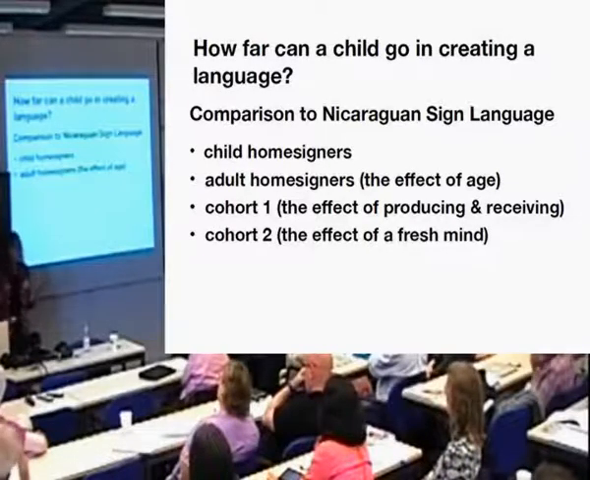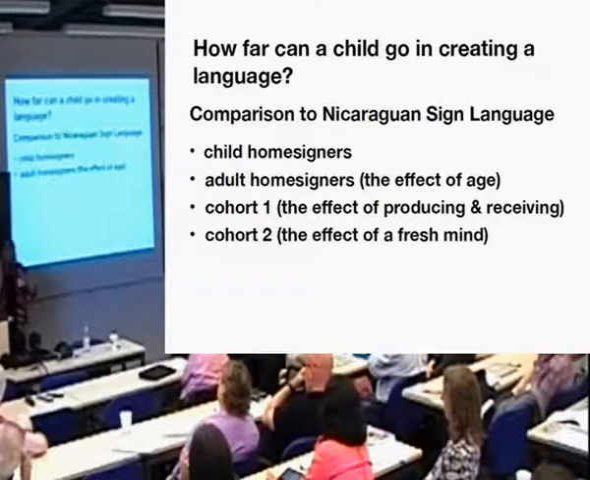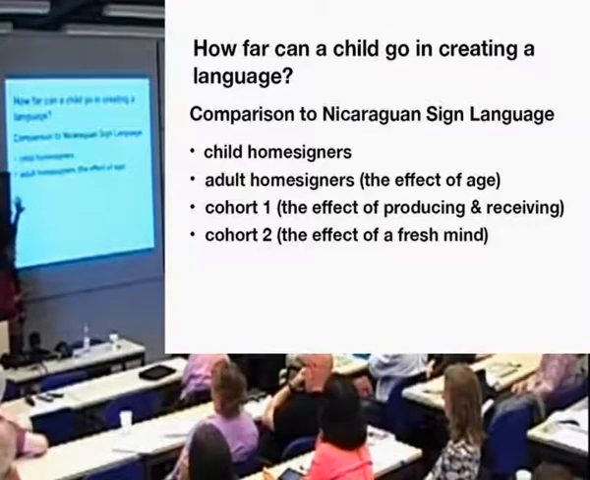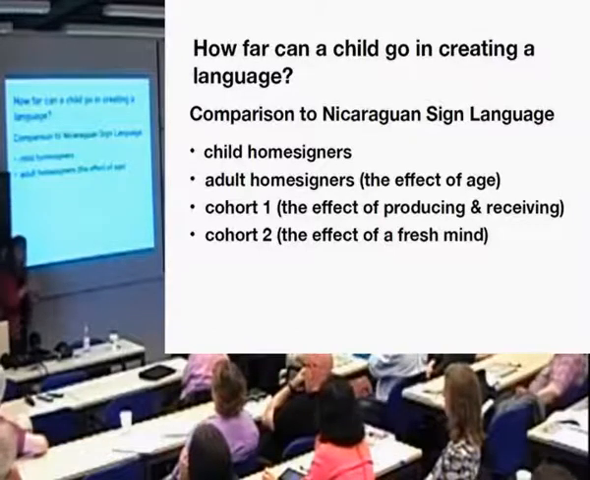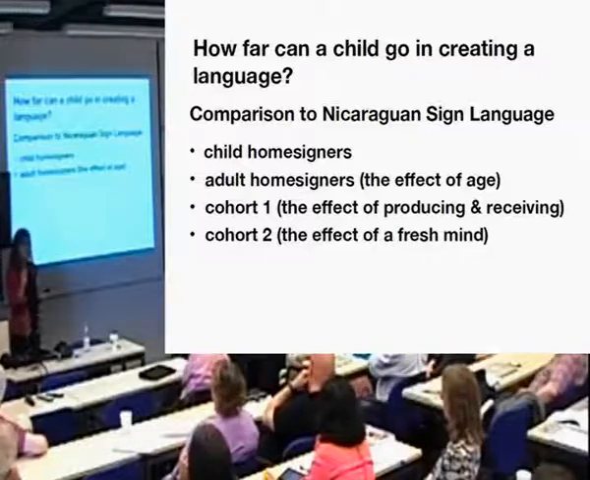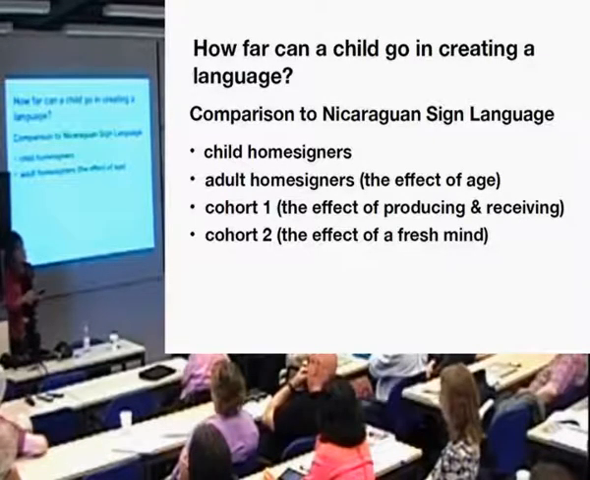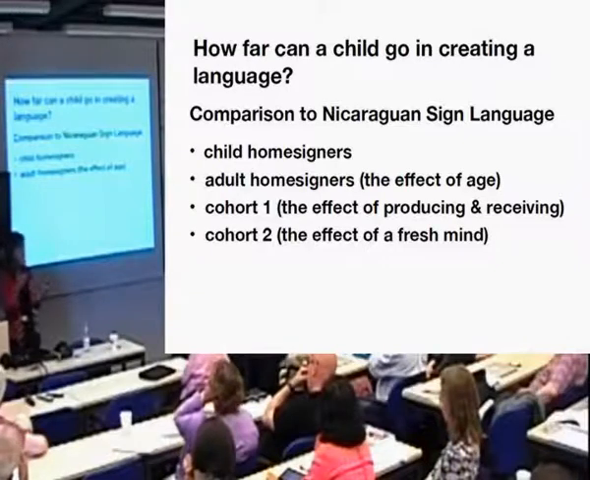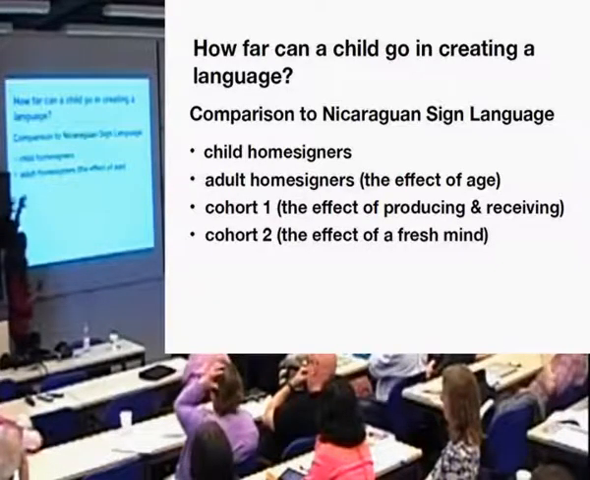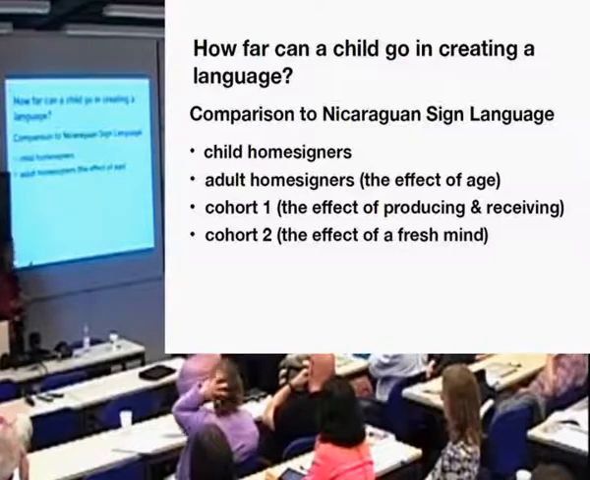In America, you never end up using your home sign system for your entire life. Something always happens, you learn sign language. But in Nicaragua, you do. Marie's been following them for a long time. So when kids don't do something in their home sign, maybe they don't do it because they're kids. They're just too young to be able to do it. It takes more maturity, you need more life on the planet, whatever. So this comparison will give us some sense of the effect of age.